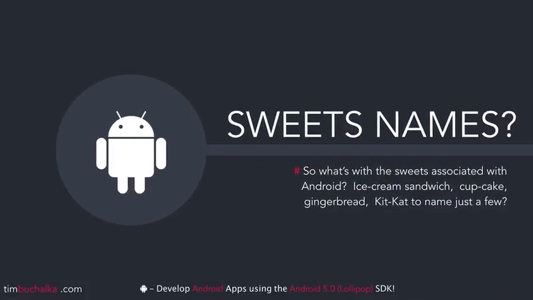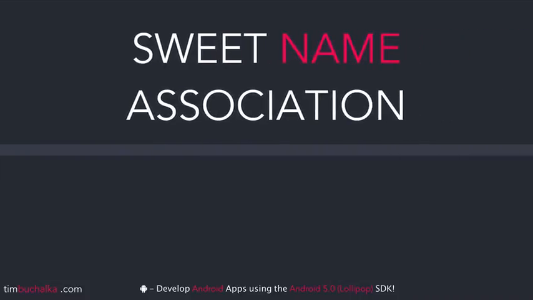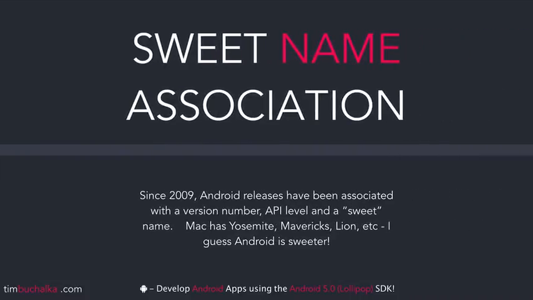So if you've spent any time around Android, if you've got an Android device yourself or done any research on the internet or spoken to anyone, you'll see all these weird names popping up. Ice cream sandwich, cupcake, gingerbread, Kit Kat, just to name a few. Well, look, it's quite a simple explanation for that. It's essentially just a sweet name that is associated to a particular version of Android.